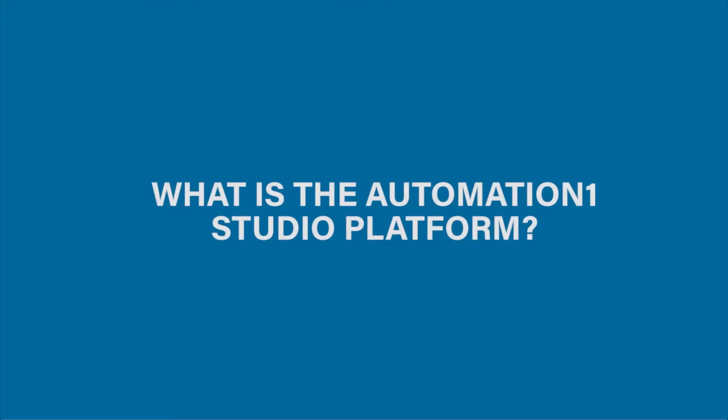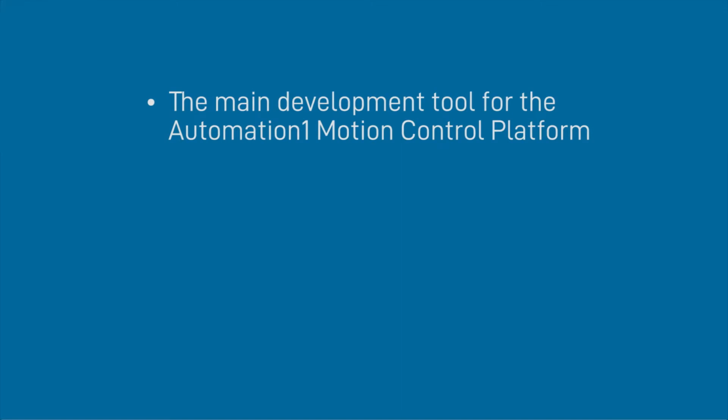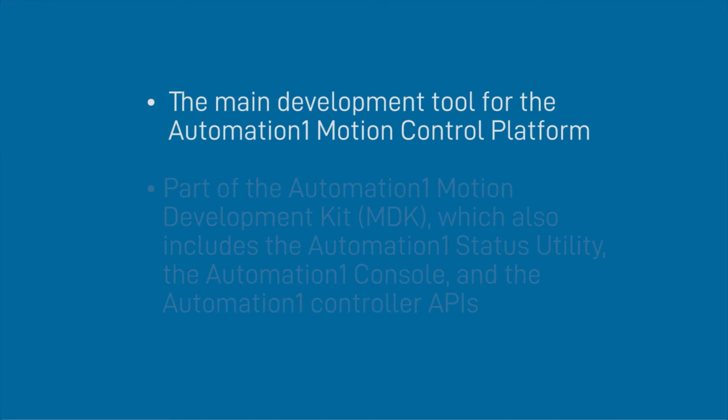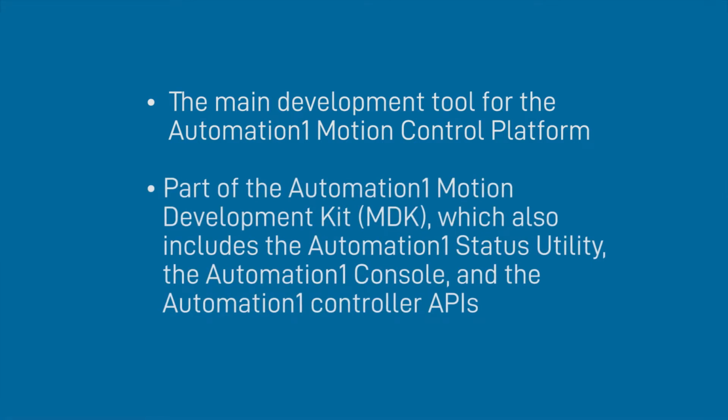Let's talk about the Automation1 Studio and what it is. The Automation1 Studio application is a main development tool for the Automation1 motion control platform. It is a part of the Automation1 Motion Development Kit, or MDK, which also includes the Automation1 Status Utility, Console, and the Automation1 Controller APIs.